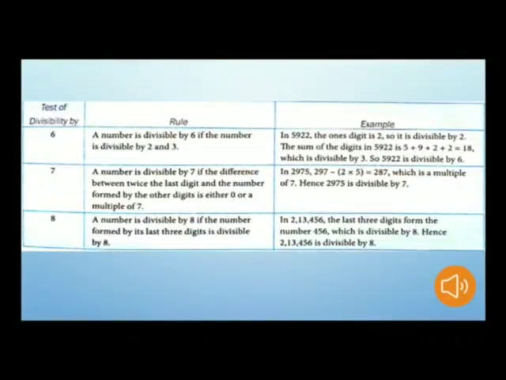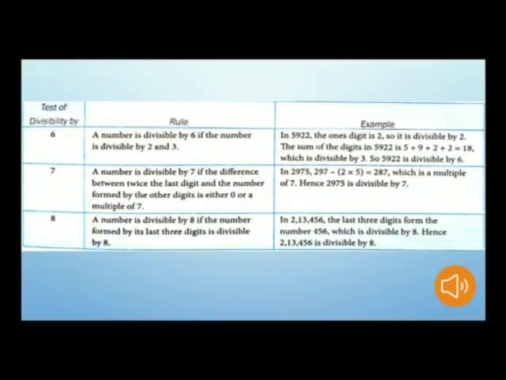Now let's discuss divisibility test by 7. A number is divisible by 7 if the difference between twice the last digit and the number formed by the other digits is either 0 or a multiple of 7. For example, in 2975, you can see the first three digits 297 minus twice the last digit. The last digit is 5, and twice means double of that, 2 multiplied by 5. You subtract it from 297. It will give you 287, which is a multiple of 7. So 2975 is divisible by 7.